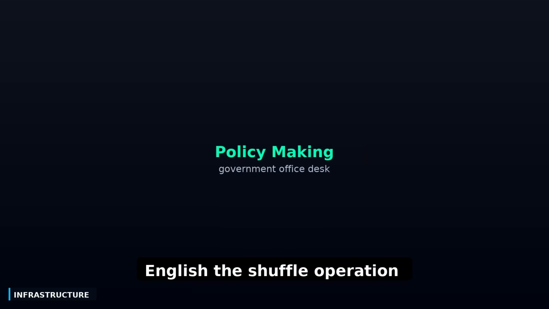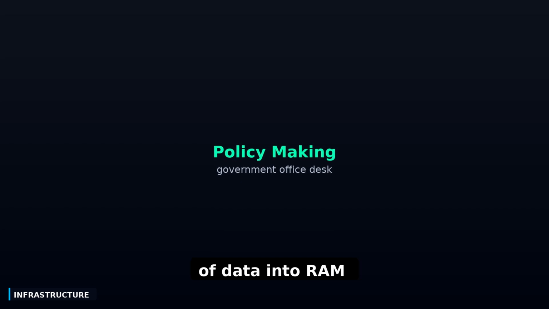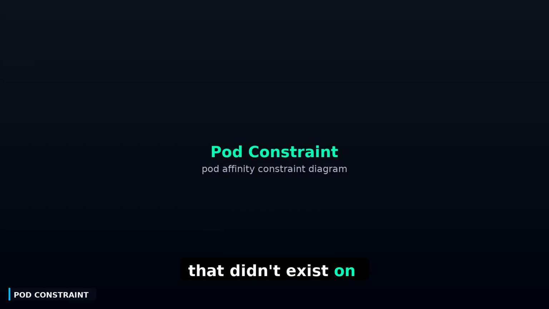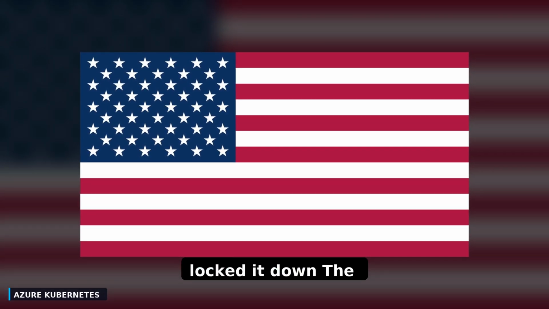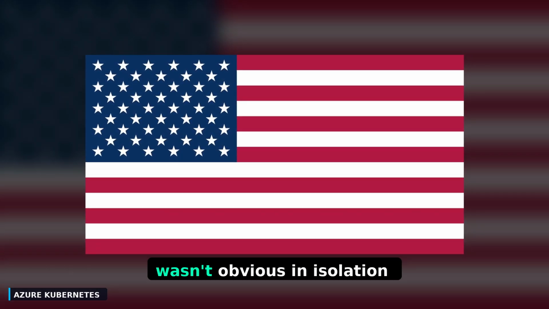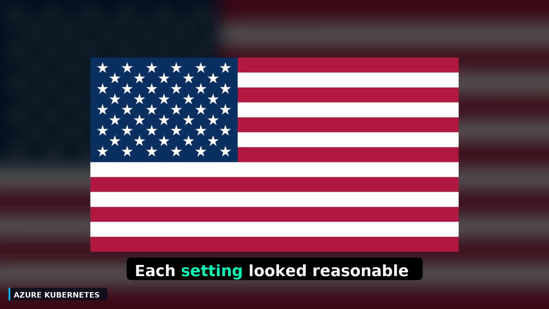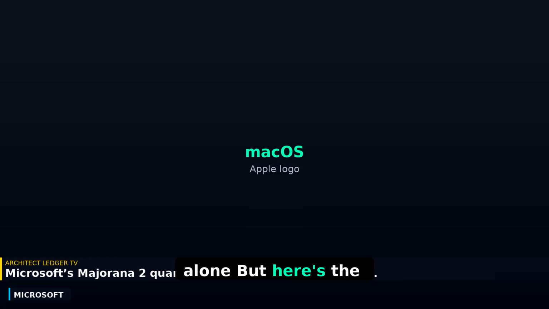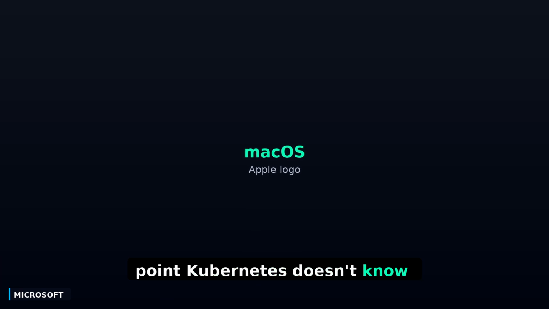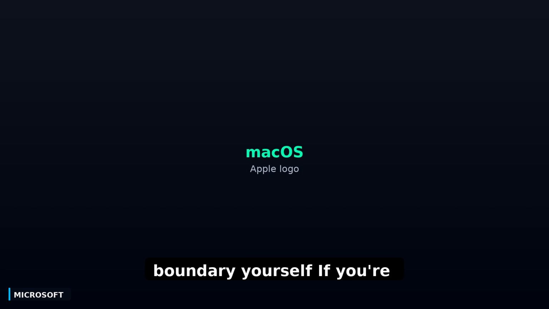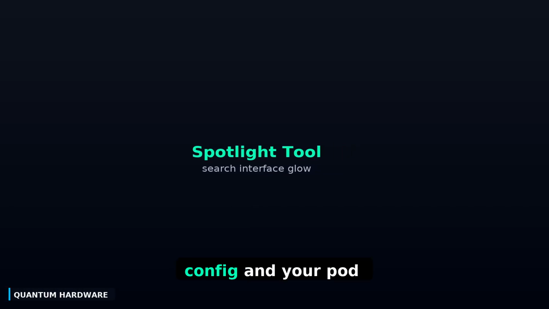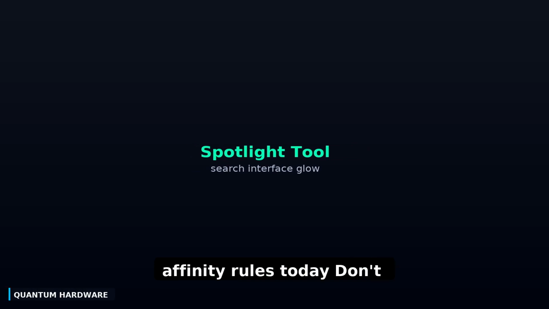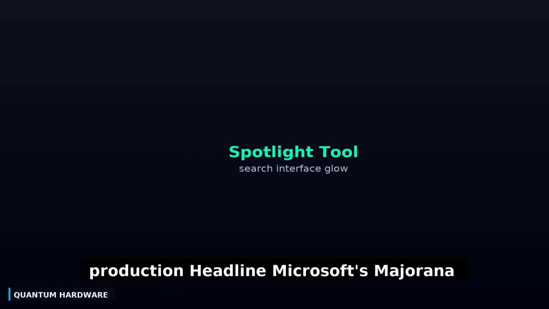In plain English, the shuffle operation tried to dump gigabytes of data into RAM that didn't exist, on a node that couldn't scale horizontally because affinity locked it down. The catch is this interaction wasn't obvious in isolation. Each setting looked reasonable alone. But here's the point. Kubernetes doesn't know your Spark topology. You have to architect that boundary yourself. If you're running Spark on K8s, audit your local dirs config and your pod affinity rules today. Don't let them breed in production.